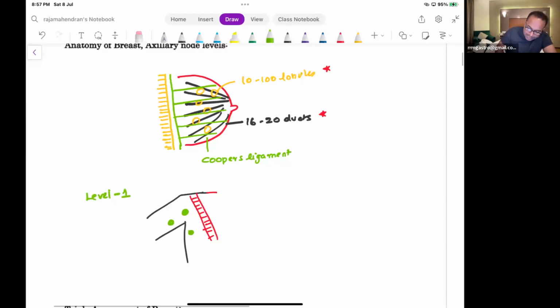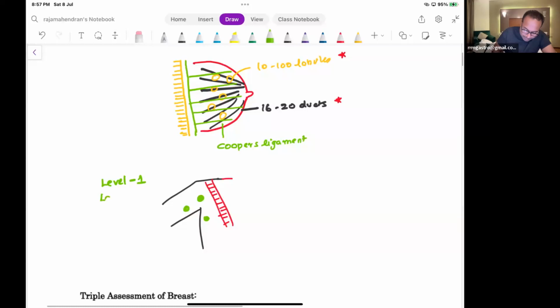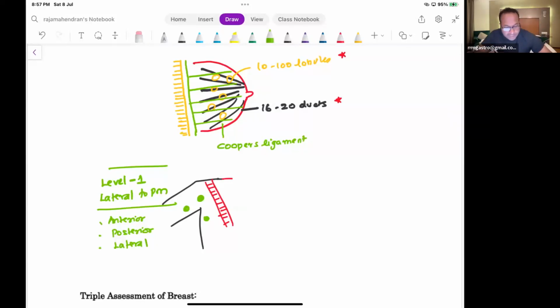Level 1 is lateral to the pectoralis minor. Lateral to pectoralis minor, we have level 1 nodes. They are the anterior group of nodes, posterior group of nodes, and lateral group of nodes. These are the 3 groups of nodes we have: anterior, posterior, lateral.